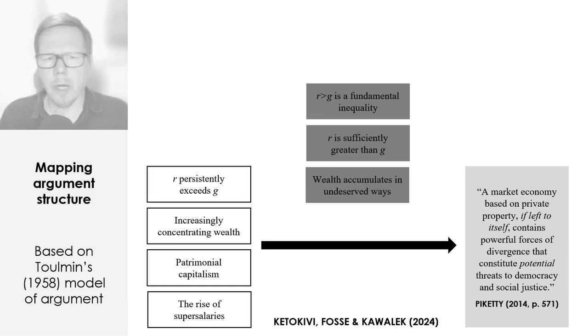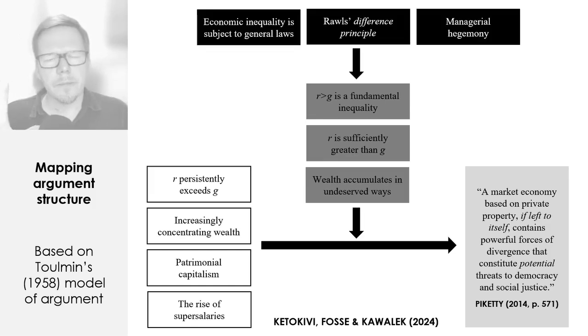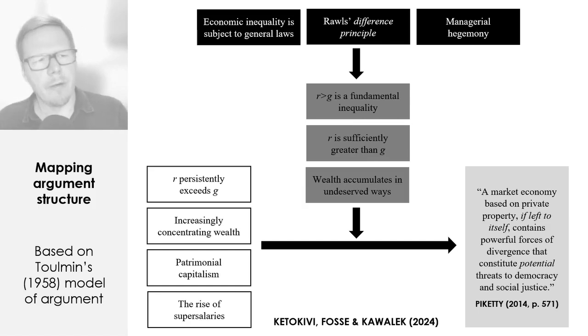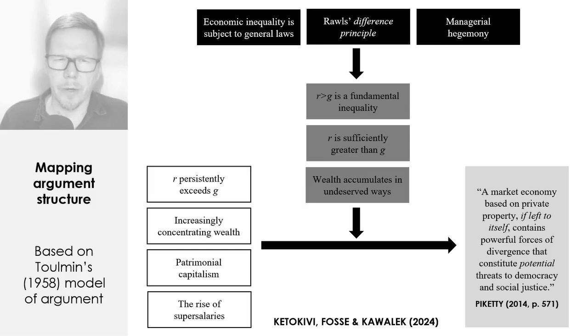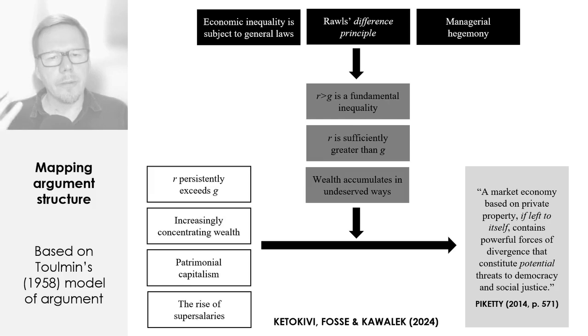Well, how do we justify the dark gray boxes? This presents the question, what's the fundamental intellectual foundation of what you're doing? What gives you the license to label R being greater than G a fundamental inequality? What gives you the license to infer that R is sufficiently greater than G even if you don't show it empirically?